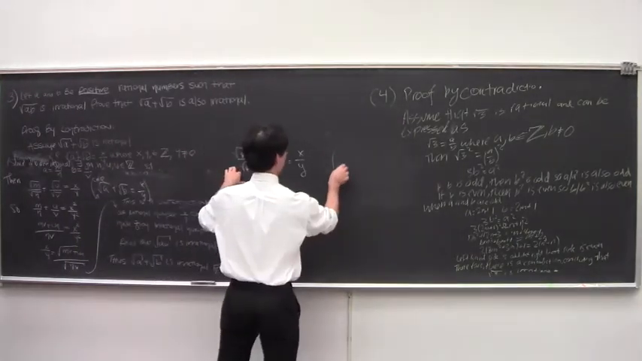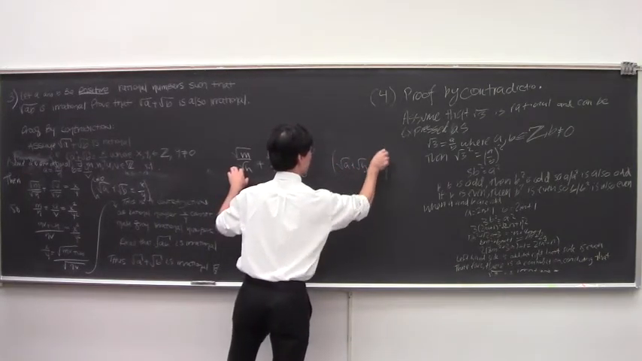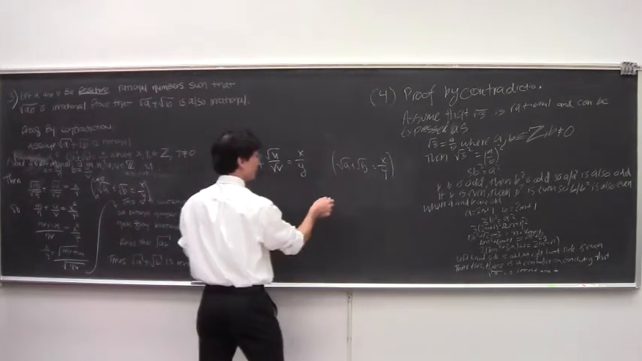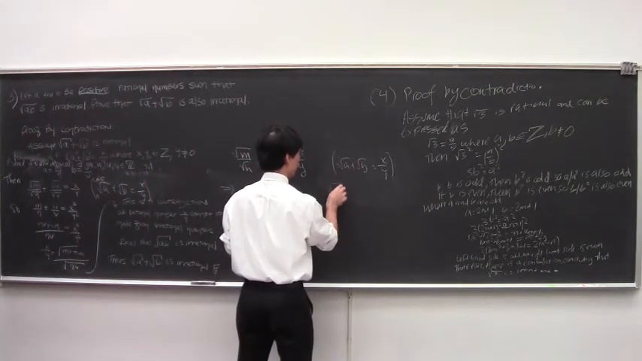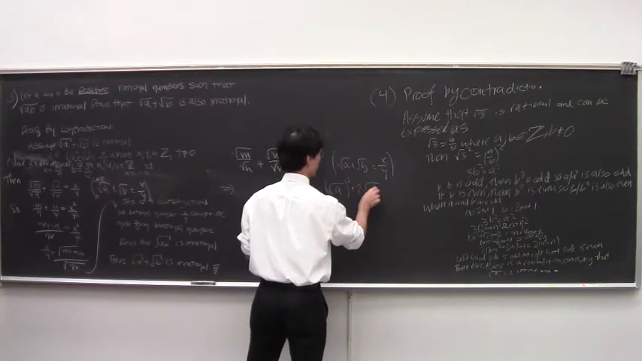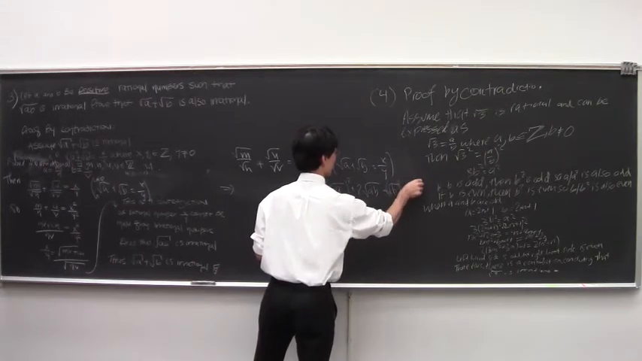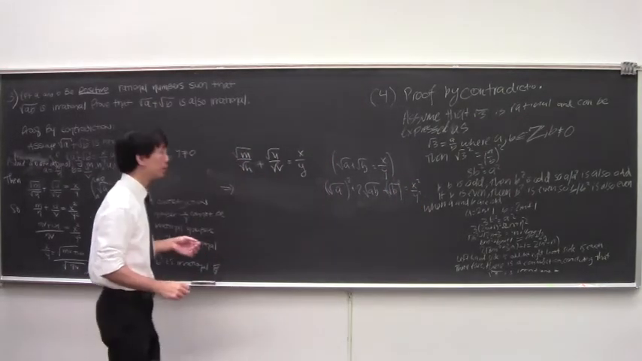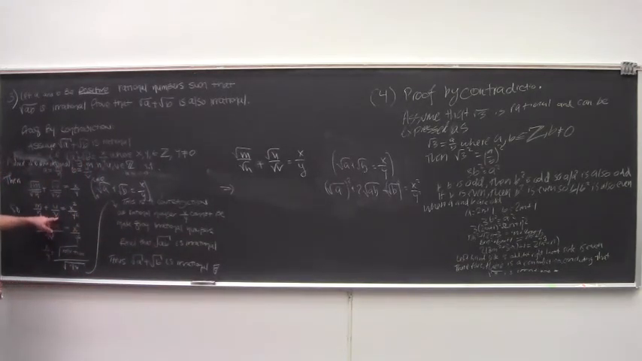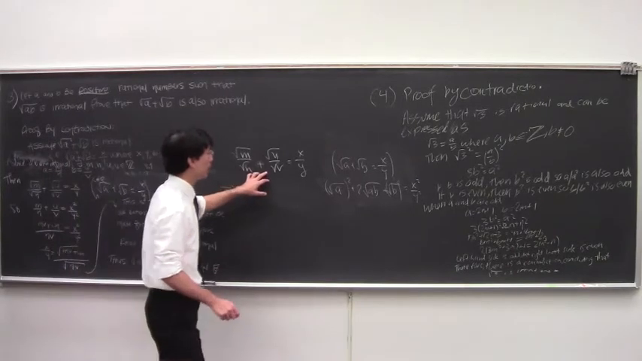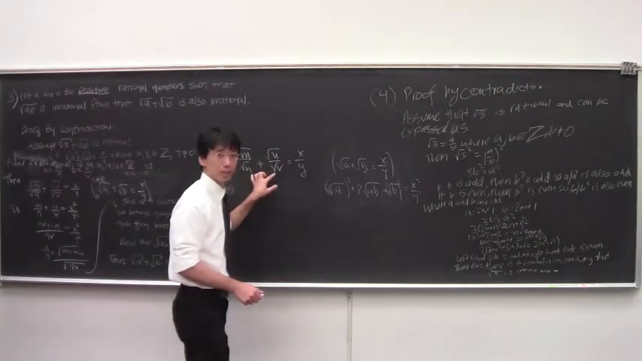Okay, so root a plus root b equals x over y, and then you're going to square both sides. What do you get? You get root a squared plus 2 root ab plus root b squared equals x over y squared. So you don't get what you wrote, but you get something else. This is an algebraic mistake. You squared both sides, but you didn't square both sides correctly.